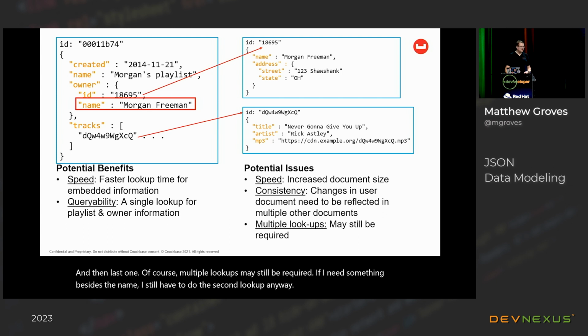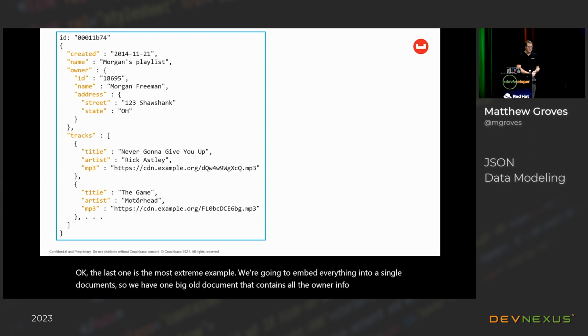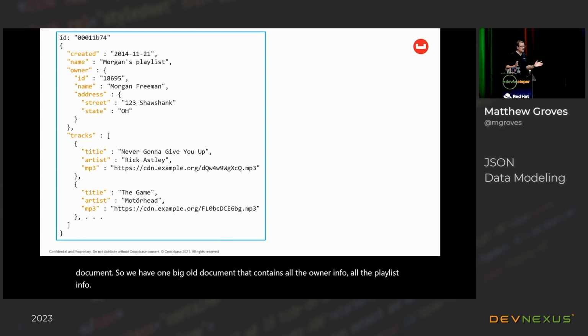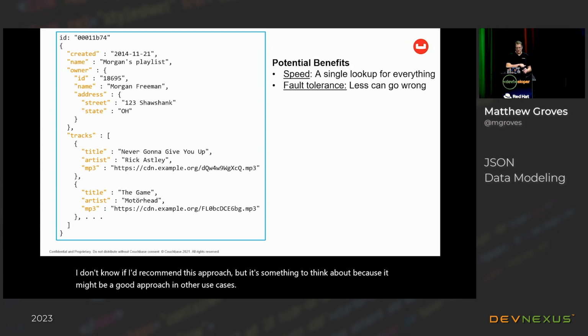Okay, the last one is the most extreme example. We're going to embed everything into a single document. So we have one big old document that contains all the owner info, all the playlist info. It's all there in one single document, okay? I don't know if I'd recommend this approach, but it's something we have to think about because it might be a good approach in other use cases. So what are the benefits to this?